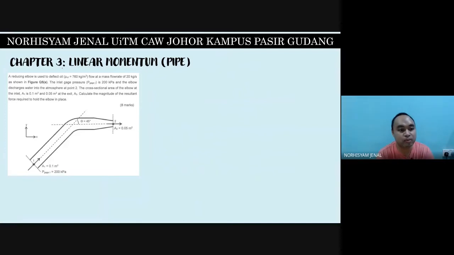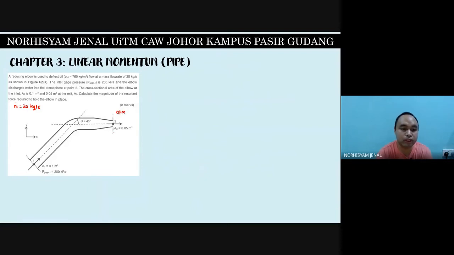A reducing elbow, reducing meaning the elbow over here will reduce in size, is used to deflect oil, 760 kilogram per meter cube, at a mass flow rate of 20 kg per second. So for this question, they already give you the mass flow rate, which is 20 kilogram per second. The inlet gauge pressure is 200 kilopascal here, and the elbow discharges water into the atmosphere. So at this point, the elbow discharge into the atmosphere.